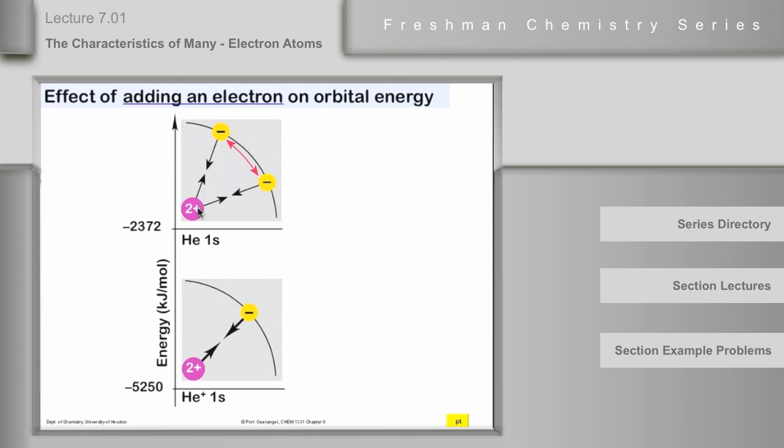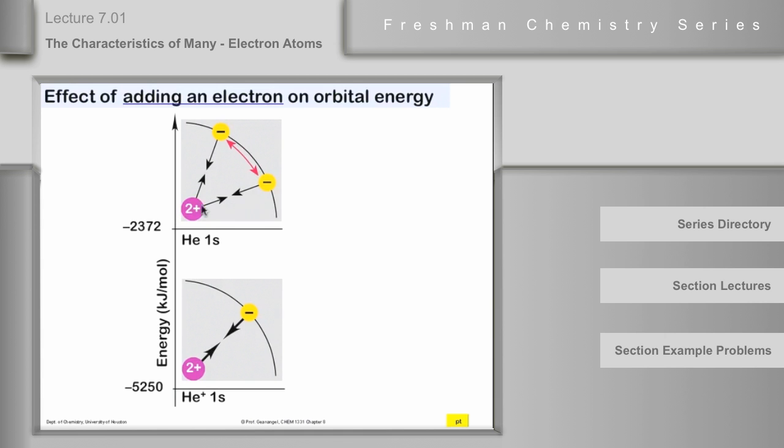So what's going on now? The number of negative charges has doubled. However, there is now a repulsive interaction between the electrons. And if the electrons are always close to one another, that's going to reduce the stability of the whole thing, making it less negative, if you will. You can see the numbers here. In He plus with one electron, it's minus 5,000. With He with two electrons and the same 2 plus, it's minus 2,300.